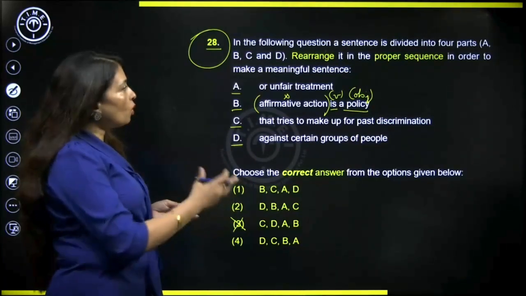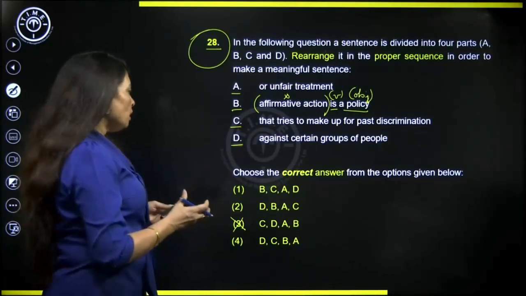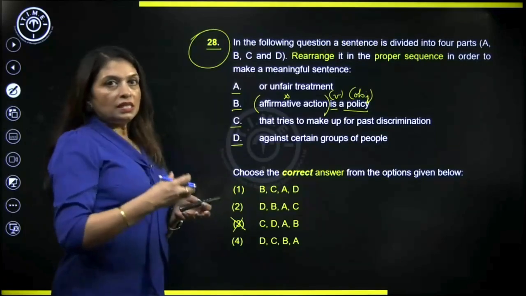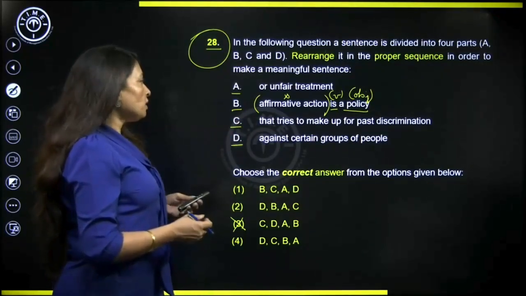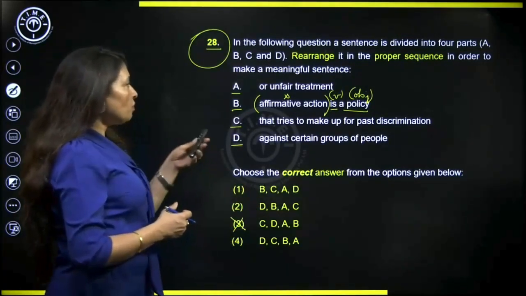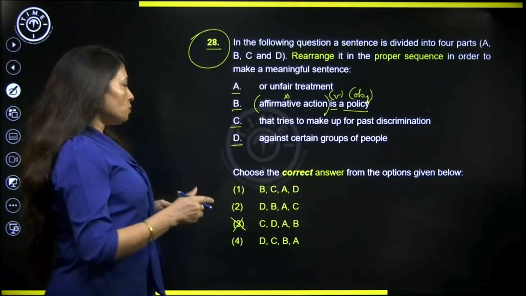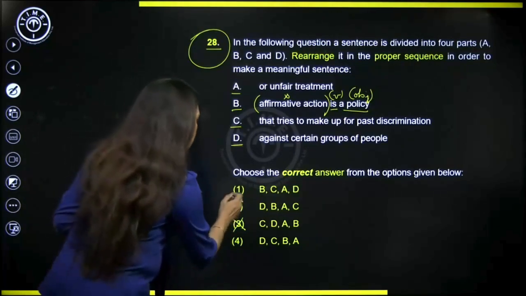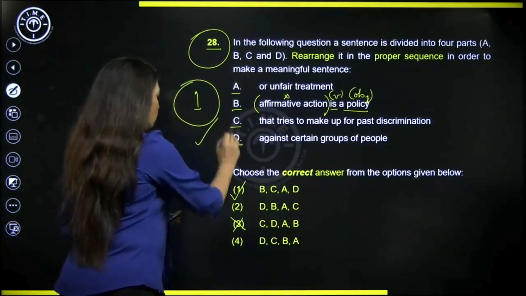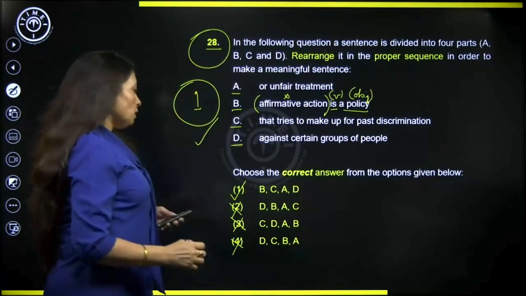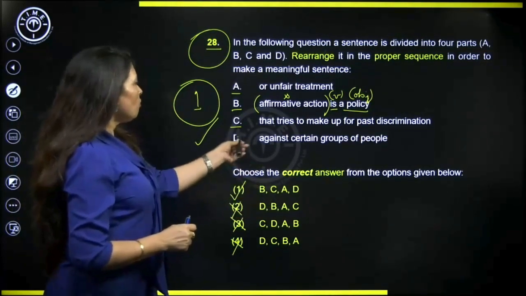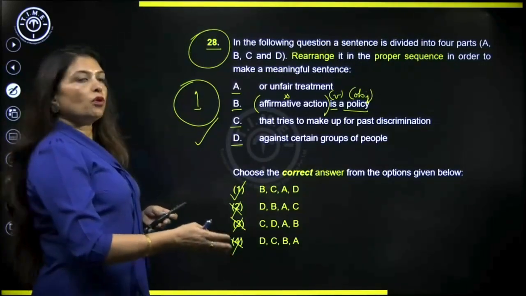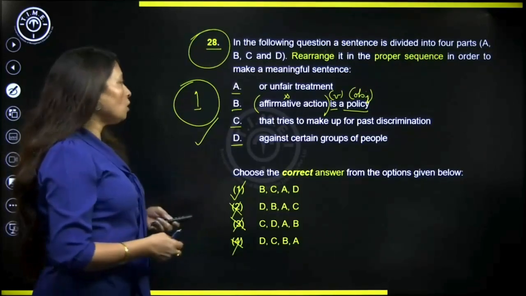So, past discrimination or unfair treatment both can be paired together, or they can be used to mention something about this affirmative action which is a policy that's described, and it could be something that is against certain groups of people. So, if we say affirmative action is a policy that tries to make up for past discrimination or unfair treatment against certain groups of people, this order does seem logical and meaningful. So, we can go with 1 as the correct answer. Now, we need to eliminate the remaining, because against certain groups of people, affirmative action is a policy would be ungrammatical, and against certain groups of people that tries to make up for people that tries also is not grammatically logical or grammatically relevant.